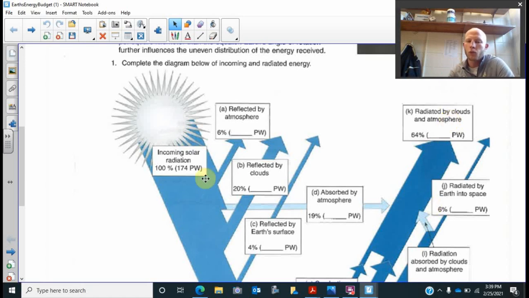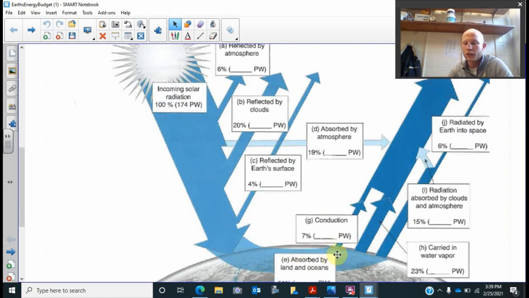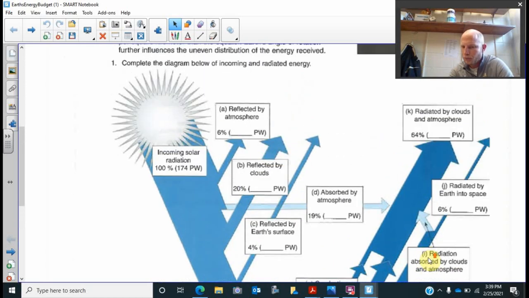And so if we're getting 174 petawatts, but then we're giving out 170 petawatts, that means we're holding on to an extra 4 petawatts. And therefore, if we're holding on to more energy, maybe because our atmosphere is absorbing more energy, so there's more greenhouse gases like carbon dioxide, methane, that means that we're holding on to that energy. Therefore, we're going to warm up as a globe.